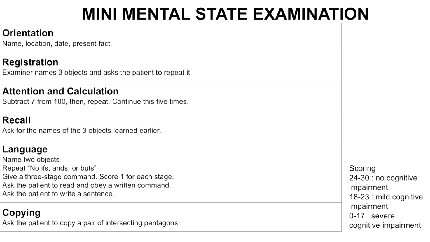Overall, if a patient scores from 24 to 30, she or he has no cognitive impairment. If a patient scores from 18 to 23, she or he has mild cognitive impairment. Finally, if a patient scores from 0 to 17, he or she has severe cognitive impairment.